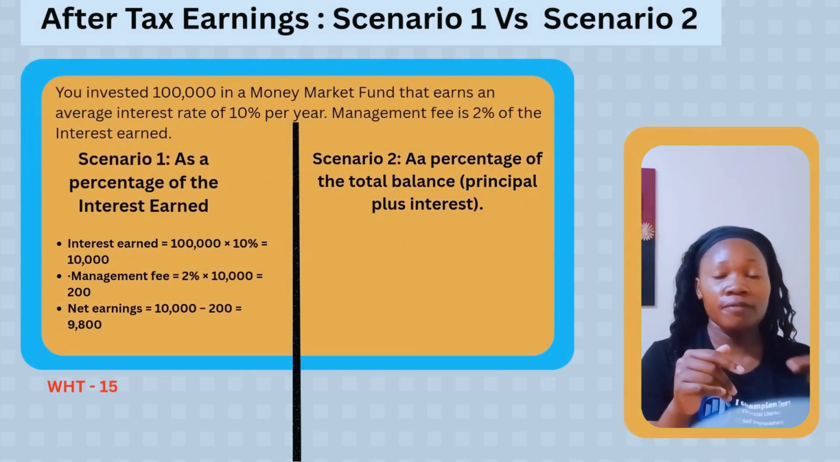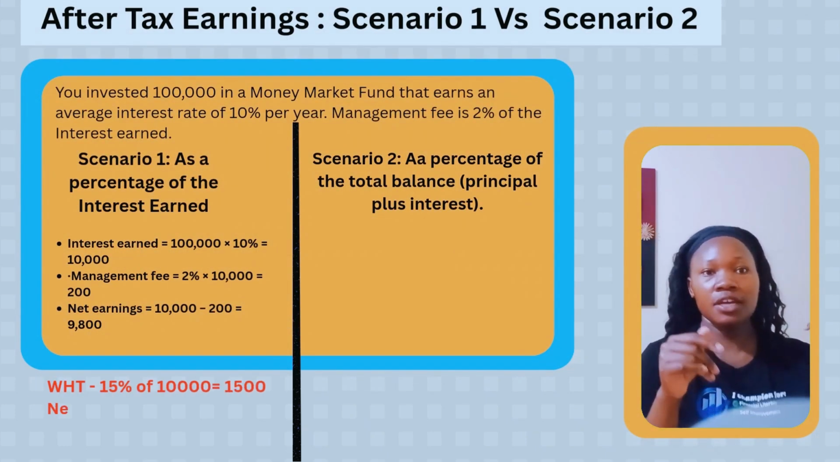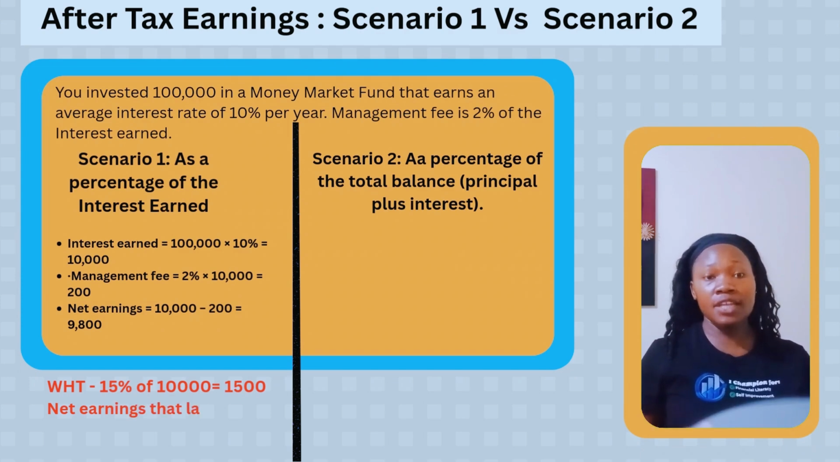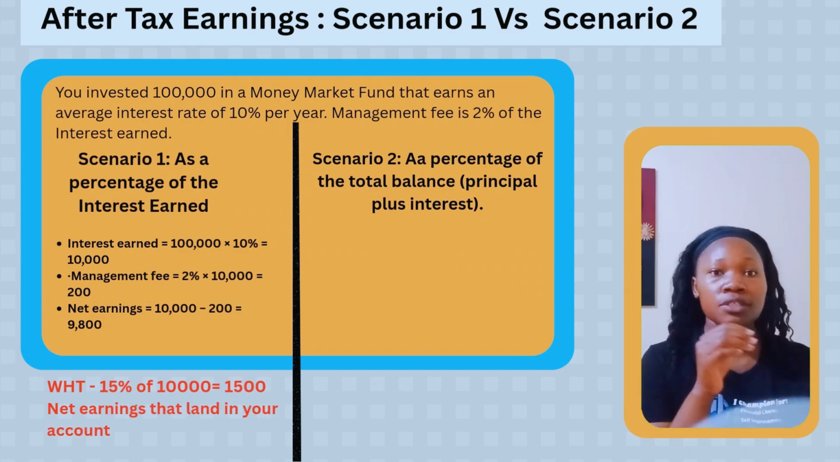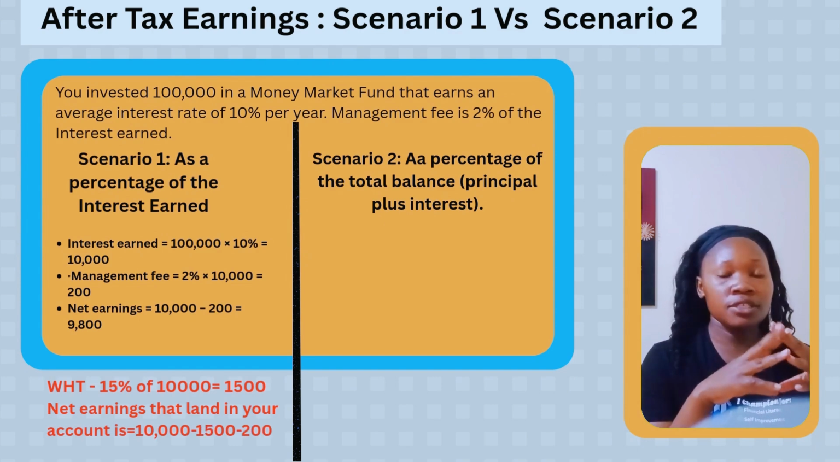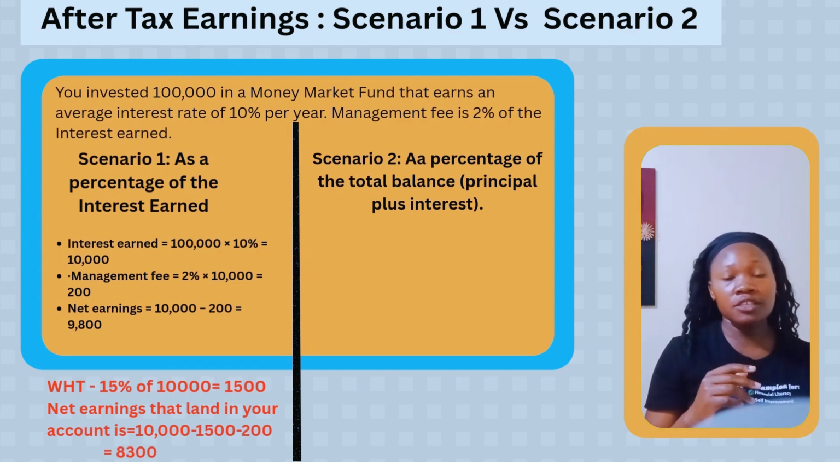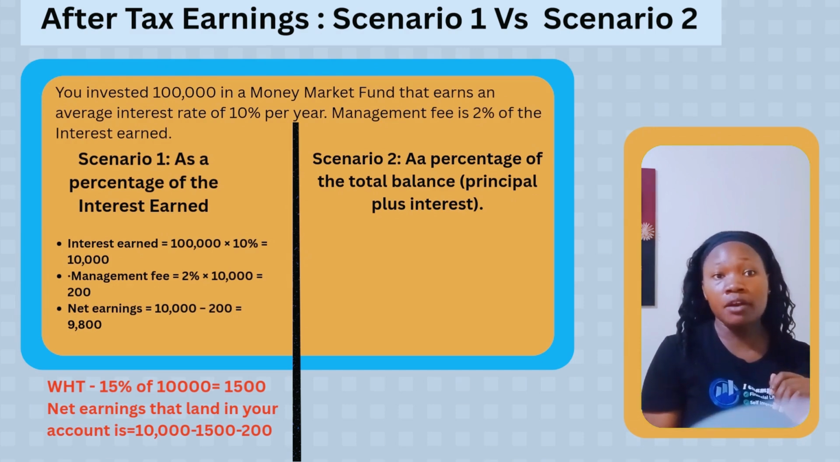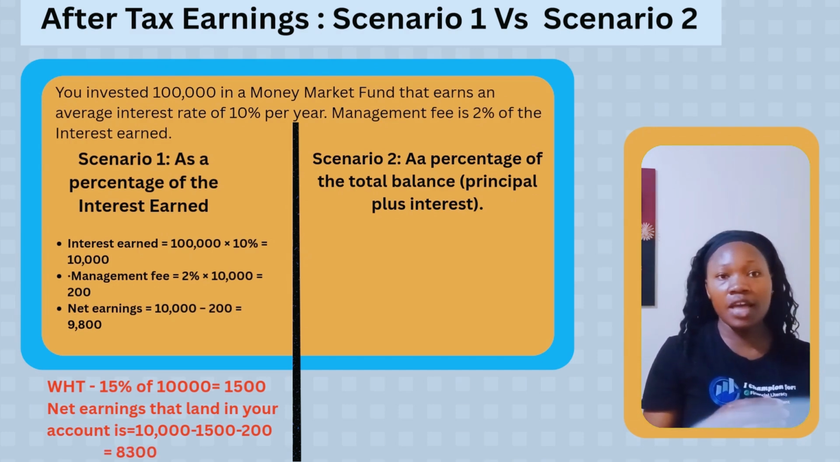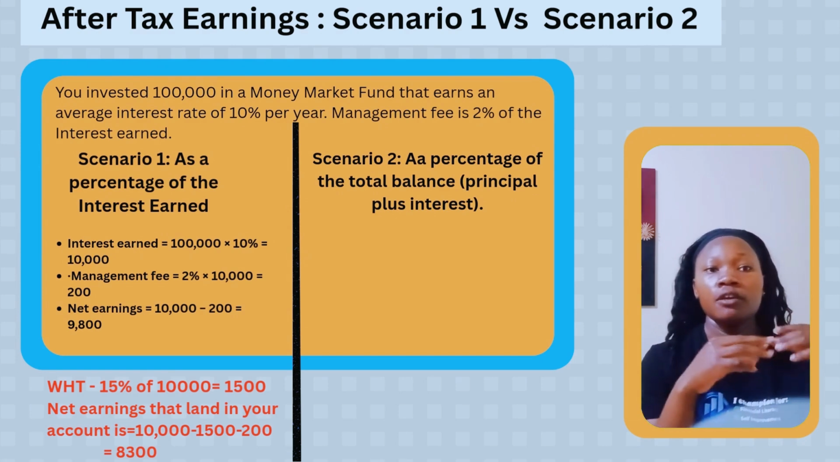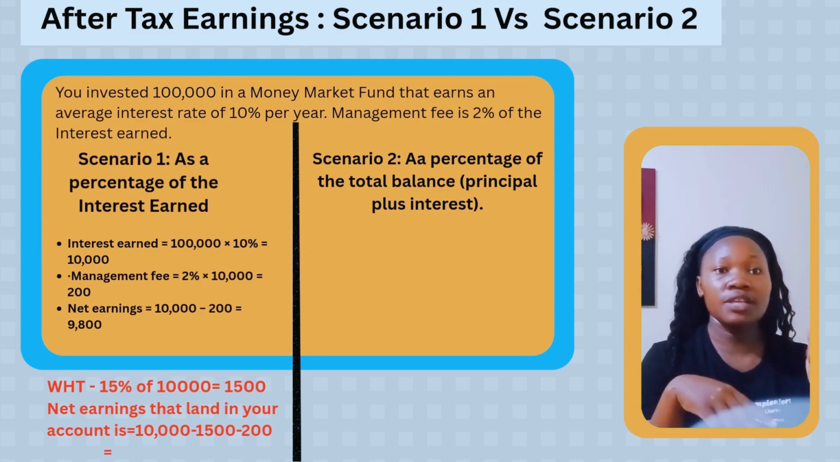You may expect to receive a certain amount in interest, but after tax it will be lower. Let's make it make sense. We will continue using the first scenario we mentioned while discussing the management fee, whereby in scenario 1, the principal amount was 100,000, the interest earned was 10,000, and the management fee was being charged at 2% to get 200. The net earnings minus the management fee, we were getting at 9,800.